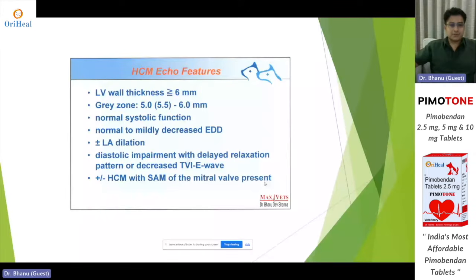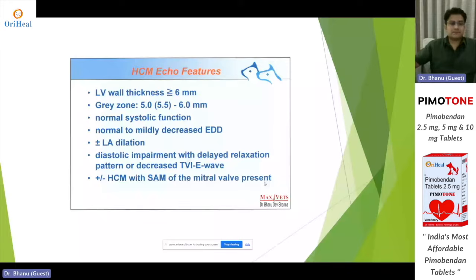There are two conditions which you will have to rule out to diagnose that it is a primary HCM. Even if the LV wall thickness is more than 6 mm, and those two conditions are there, then the thickened left ventricular walls may be secondary to those two conditions, which are systemic hypertension and hyperthyroidism. So these two conditions we'll have to exclude.